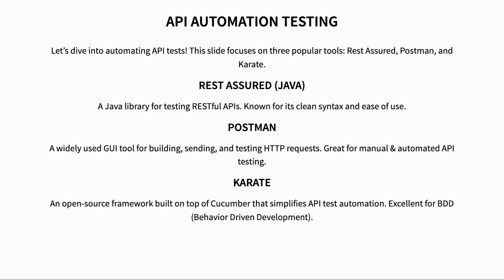Okay, so today we're talking about automating APIs, super important in modern software development. We've got 3 fantastic tools to help us do that. Rest Assured, which is a Java library and really easy to get started with. Postman, which is a popular tool you might already be familiar with.